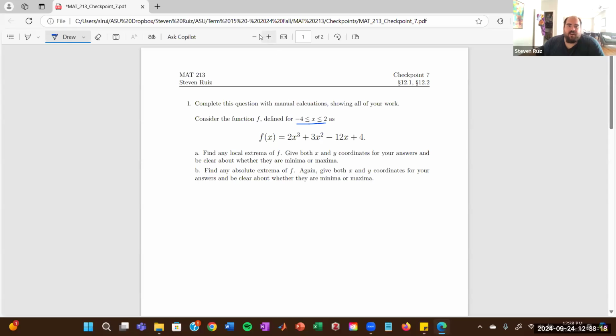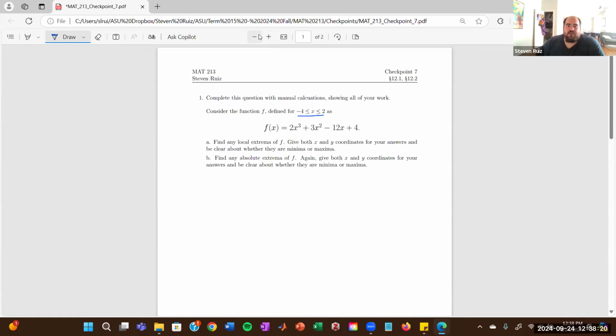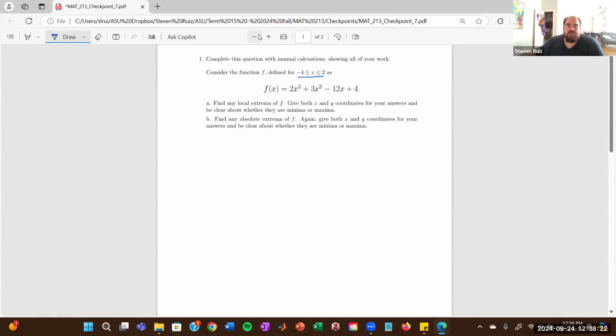But first, we're asked to find any local extrema. So the way we find local extrema in general is through the derivative. So first thing I want to do here is to find the derivative of this function. So f prime of x is equal to, we can use the power rule on all these terms, 6x squared plus 6x minus 12. Okay, so here's our derivative.